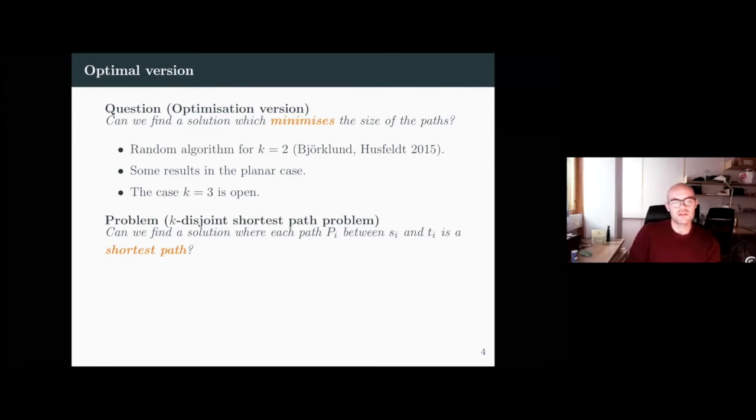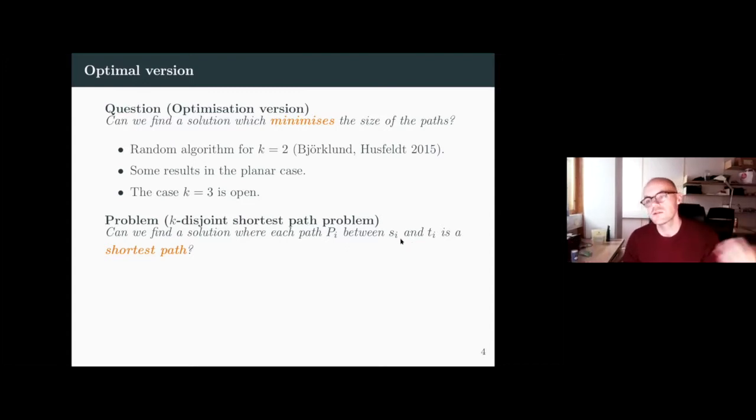So the problem is the following. You have a disjoint path instance, a set of vertices s_i, t_i. And now you ask: can you find a solution to the disjoint path problem where every P_i is the shortest path between s_i and t_i? Okay, so if you want to find a solution which minimizes the sum of the paths, then this is the best solution possible. And the question that we ask is, can we find such an optimal solution?